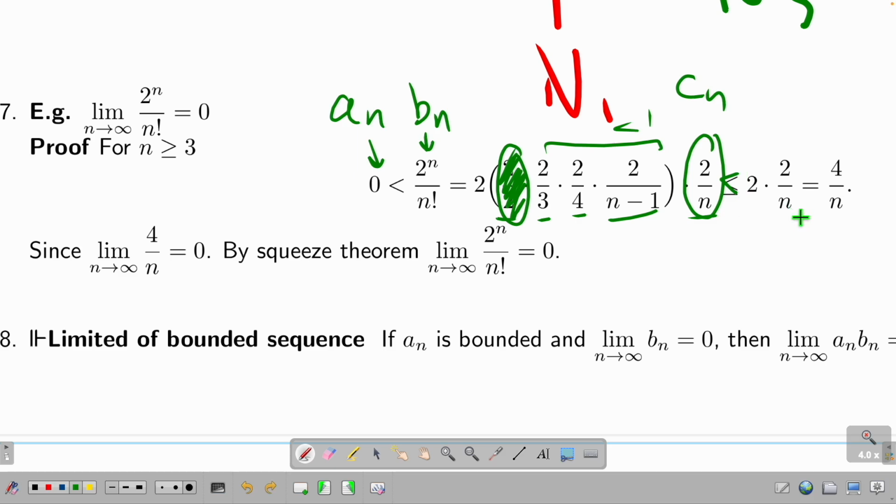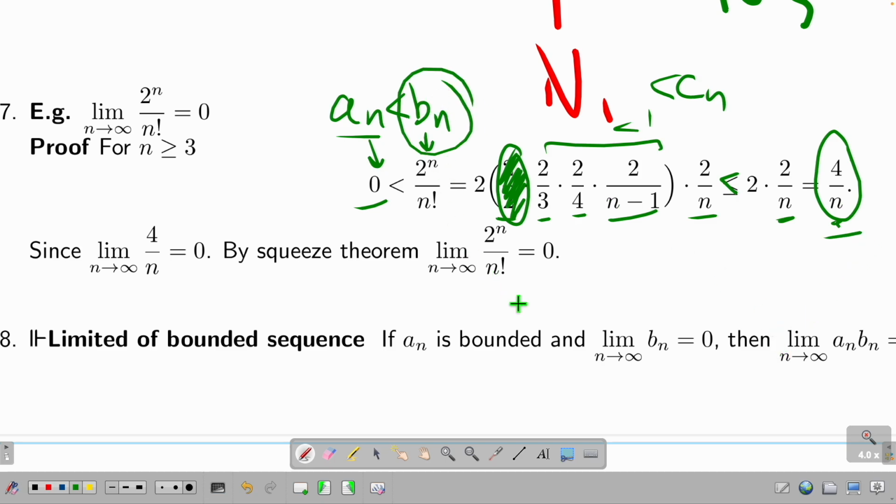Why do I keep the last guy? Because under it is an n. So now I have this. And as n goes to infinity, this guy is 0. So I have a sequence An and Cn squeezing Bn, and this guy converges to 0, this guy converges to 0, so the middle guy has to converge to 0.